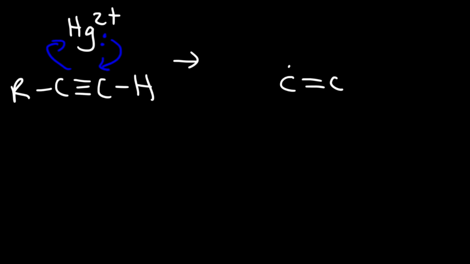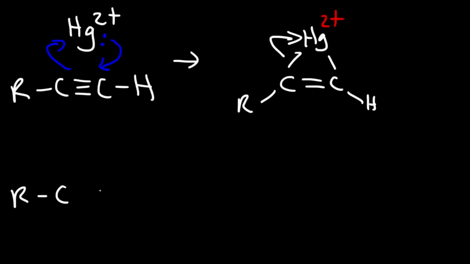So now we have a double bond. We have the mercury atom, and it has a 2+ charge. And at this point, we also have a hydrogen and an R group as well. Now, what do you think is going to happen next? It's important to understand that this structure has a resonance form. If we break this bond, this is one resonance form of this structure.